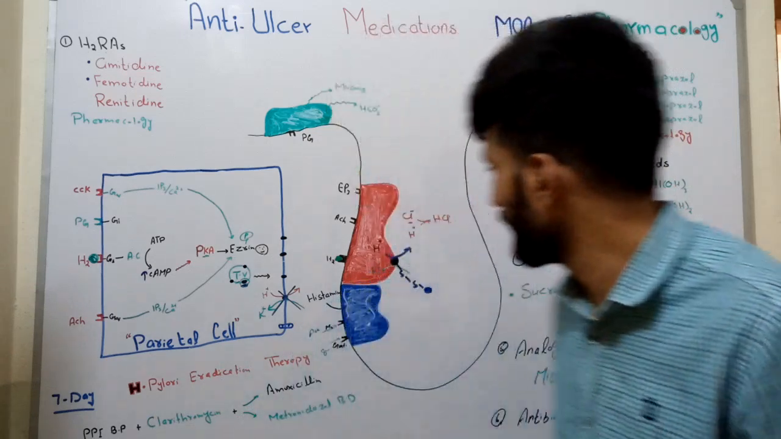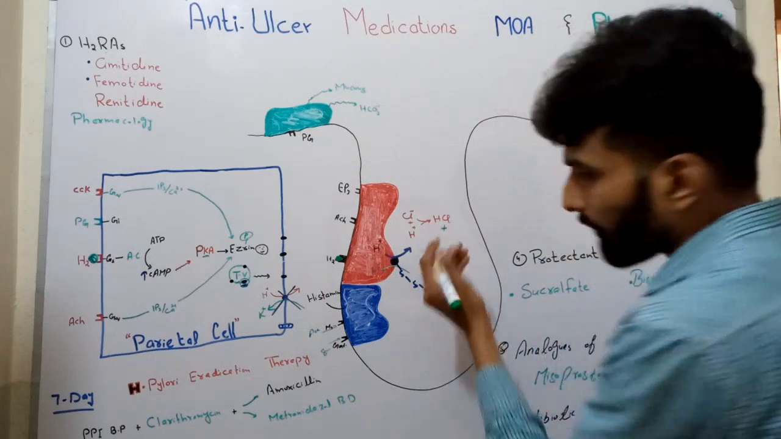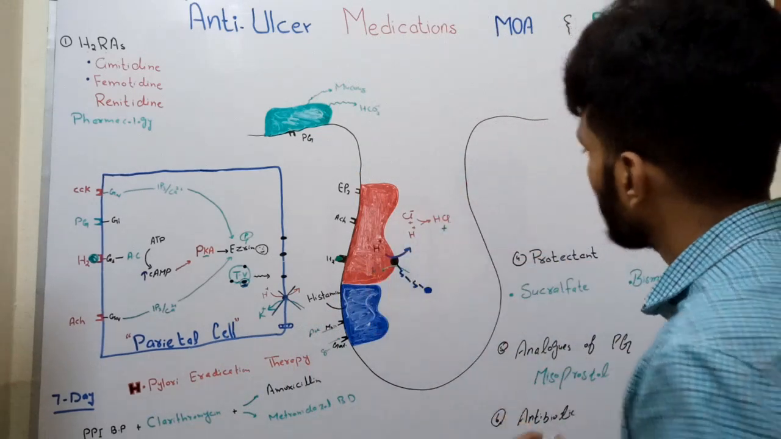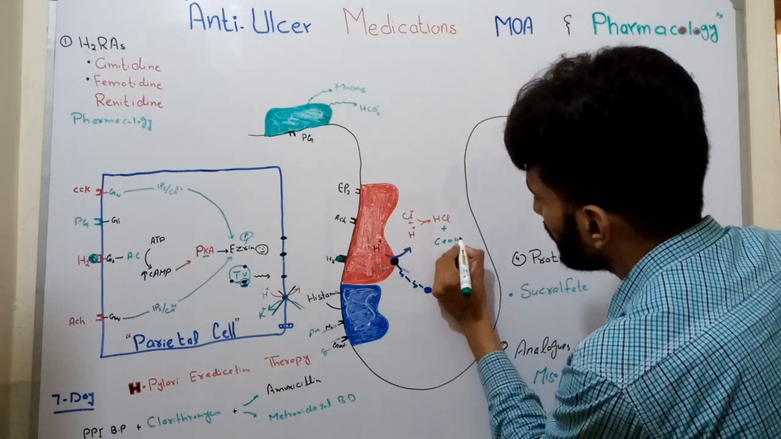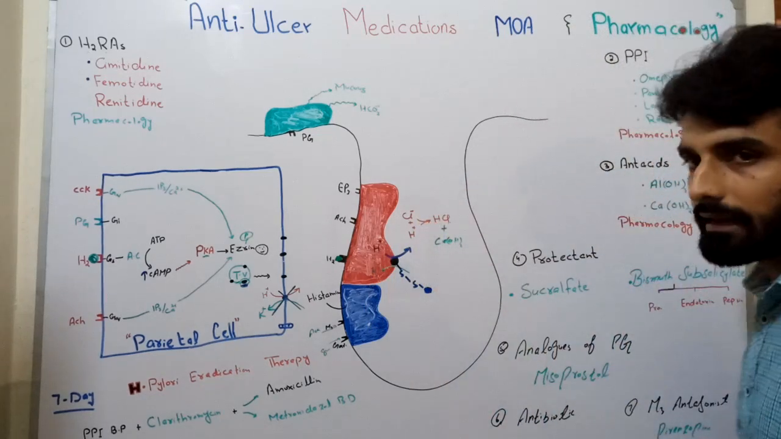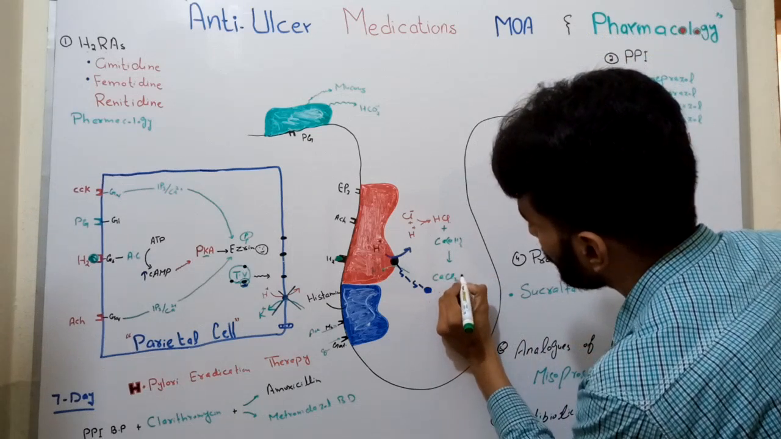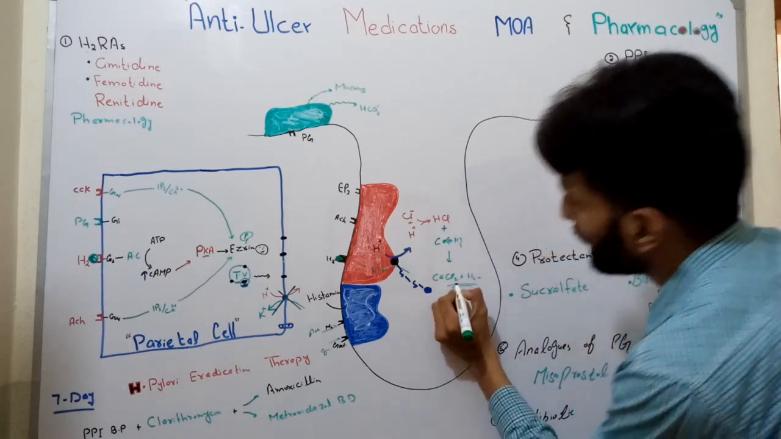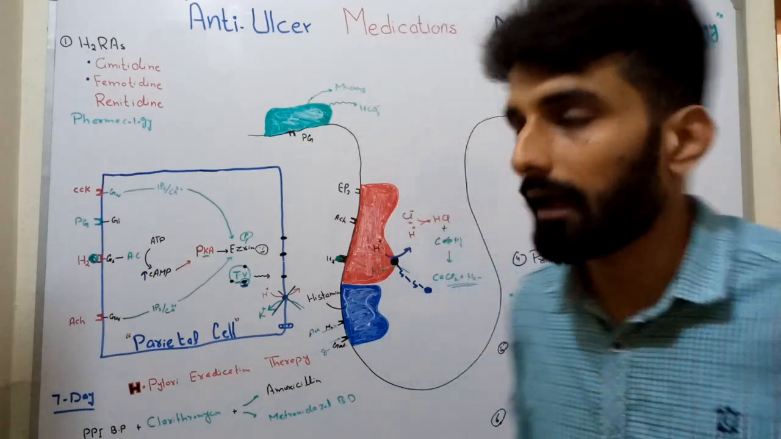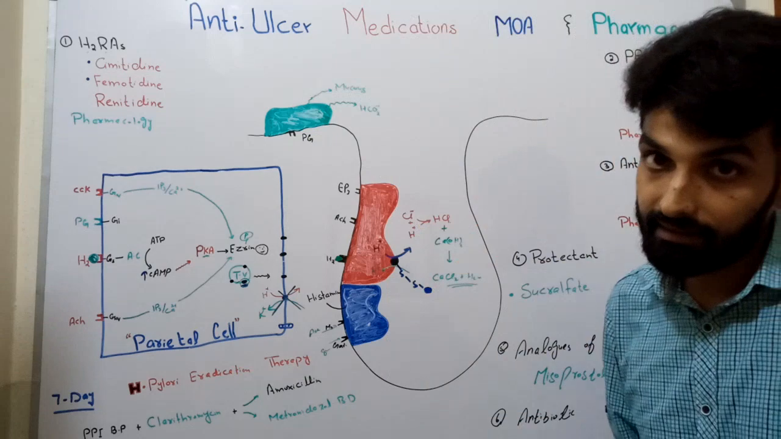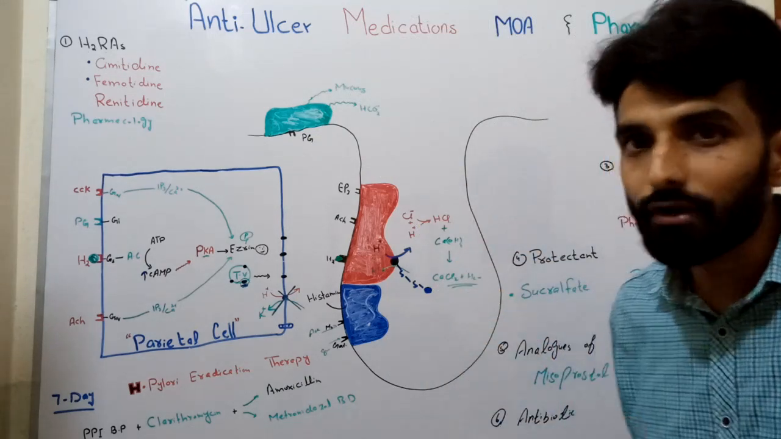So what will happen, these drugs, after oral administration, will directly enter the stomach, so they will directly react with acid and form salt plus water. It means they are directly neutralizing the acidic effect of HCl by converting it into a salt, and we know that salt is a neutral entity.